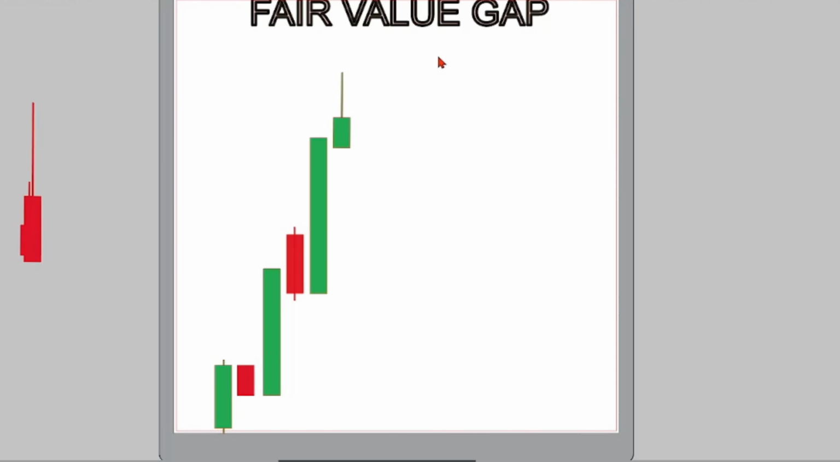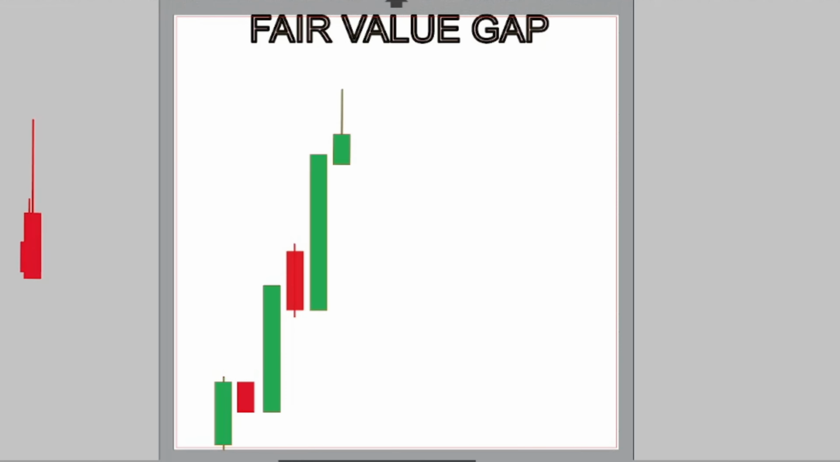In today's video, I would like to teach you guys what a fair value gap is in the stock market with the candlesticks. First things first, y'all need to know what a fair value gap is. In this example right here, we're gonna jump right into this, y'all.